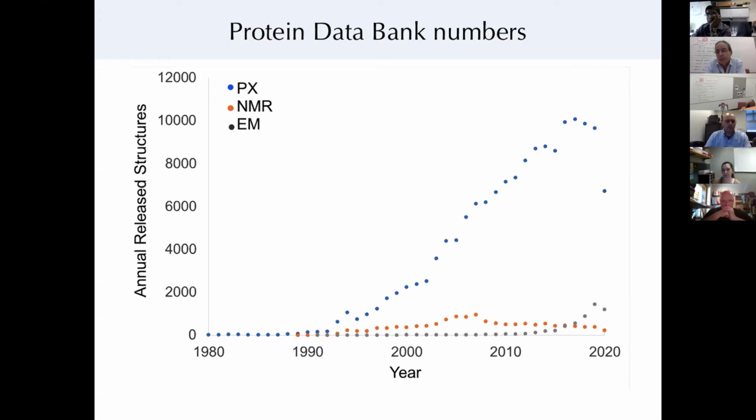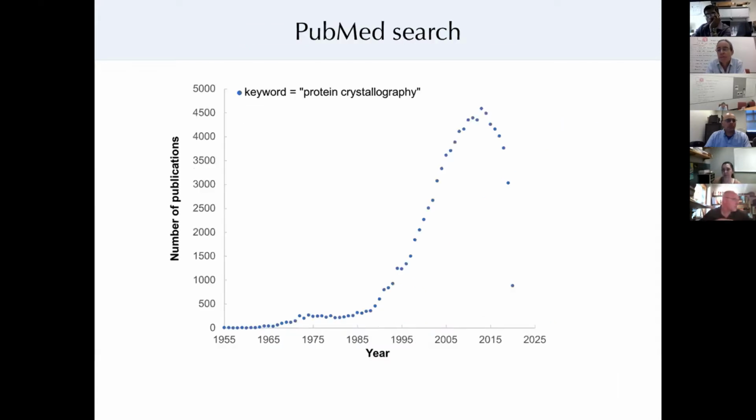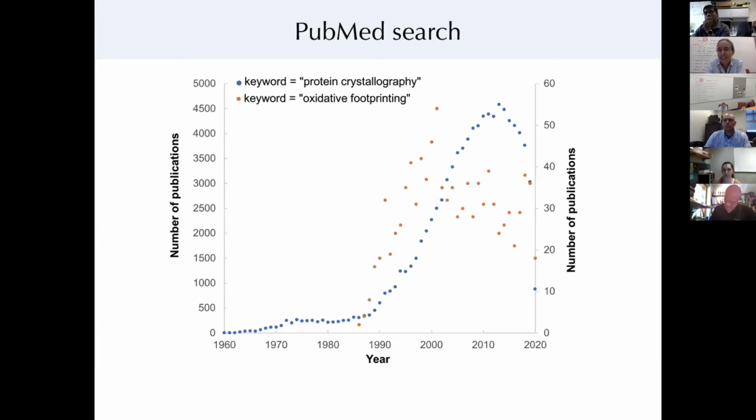But the Protein Data Bank is really not the right place to look to see how well footprinting is doing, because with footprinting you don't get coordinates that you can deposit into a data bank. So then I looked at PubMed and did a really quick search with the keyword protein crystallography to see how many publications there are per year with this keyword. And you see there's quite a few, a couple thousand every year. If you look at oxidative footprinting, you see it's on the order of a couple dozen publications every year, so a couple orders of magnitude less than crystallography publications.